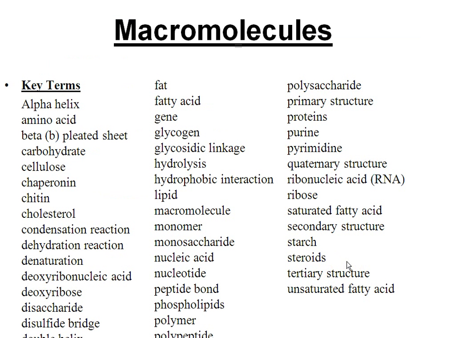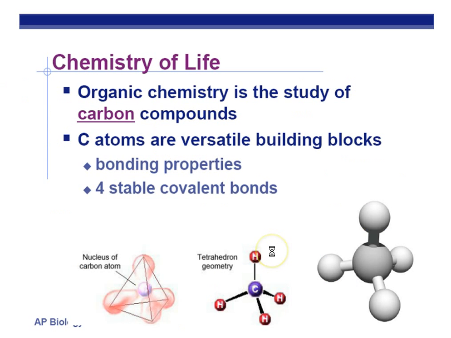Macromolecules. Here are some key terms for the unit on macromolecules, the chemistry of life. Remember that organic chemistry is the study of carbon compounds. The big thing that you need to know about carbon chemistry is that it forms 4 stable covalent bonds and can form bonds with itself. This leads to an incredible diversity in the molecules that carbon can make. Organic chemistry refers to carbon being the backbone or the starting point for adding functional groups onto later and forming the macromolecules that compose living tissues.